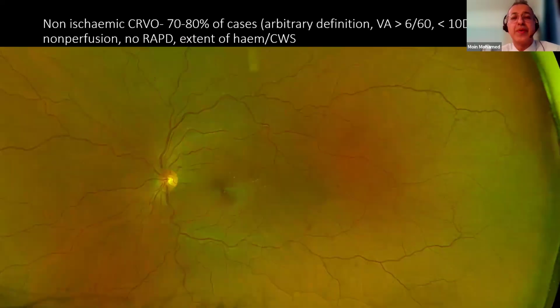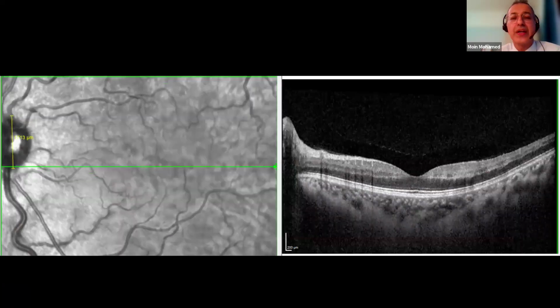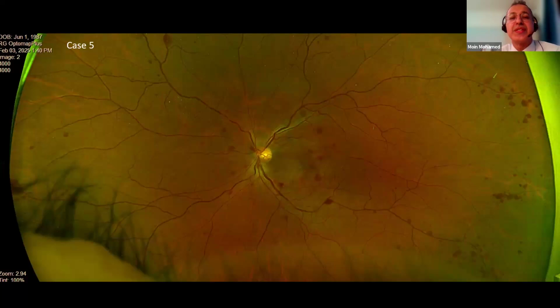You see, the hemorrhages in this patient are, just look at the color of them, and then look at the color of the hemorrhages in this patient. So this patient's vision was 6/24, but these are much darker hemorrhages. So deep, dark blot hemorrhages are much more indicative of ischemia. Such a variable beast, retinal vein occlusion.